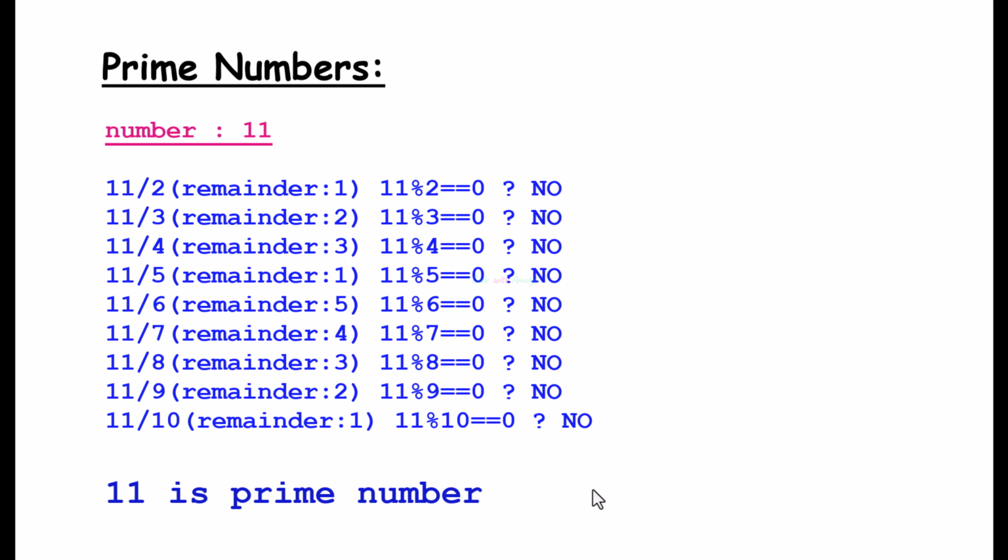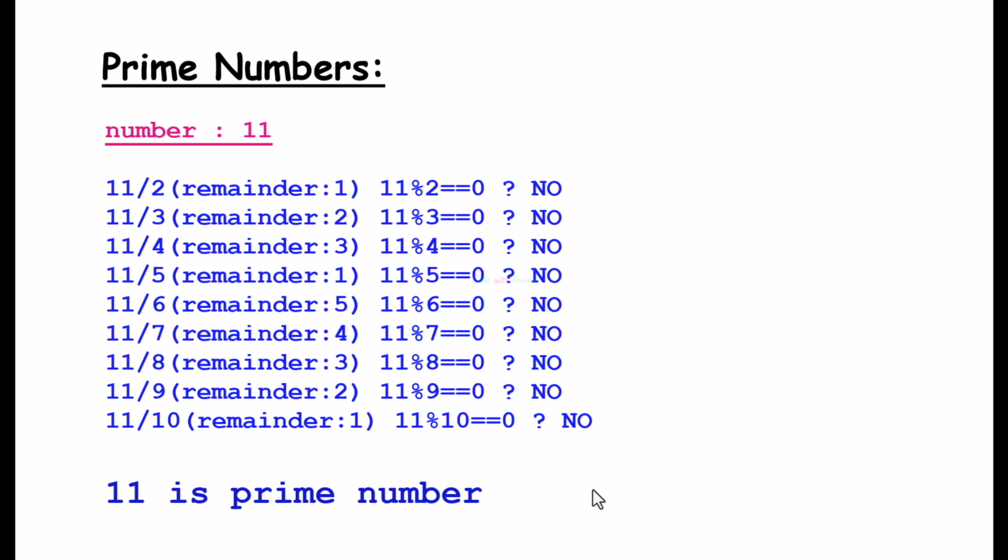Let's take another example, 11. So the given number is 11. First, divide the number by 2, check for the remainder. For that we can use the modulo operation like this. The remainder is not 0. So take the next number, divide the given number by 3, no, then by 4, no, by 5, 6, 7, 8, 9, 10. No need to divide the number by 11 because a prime number can have only two divisors, 1 and itself.